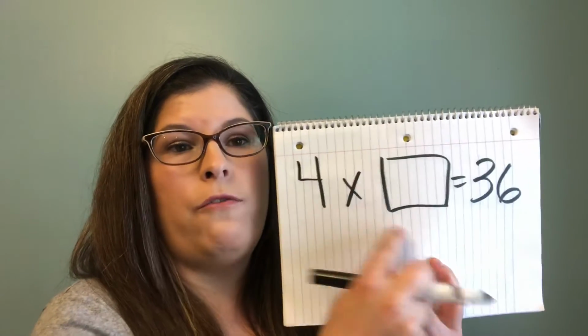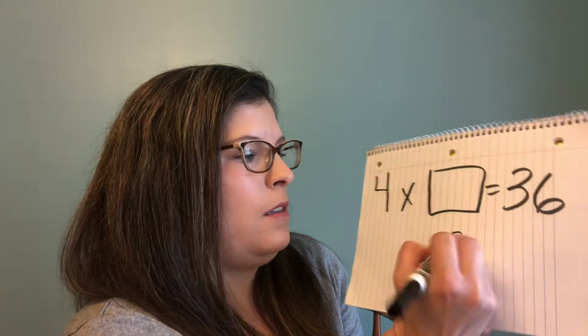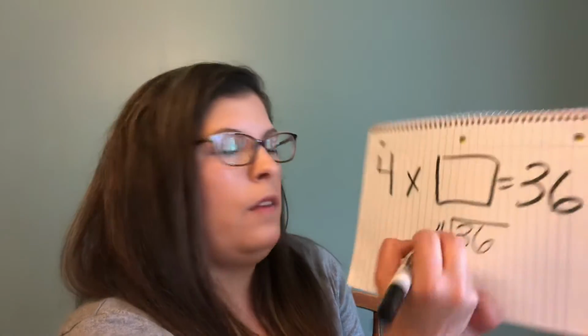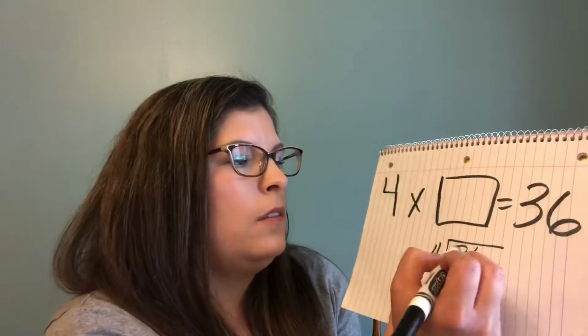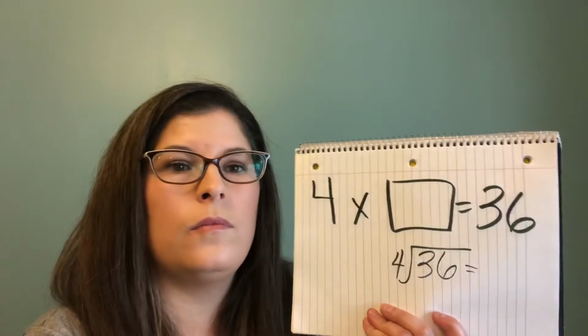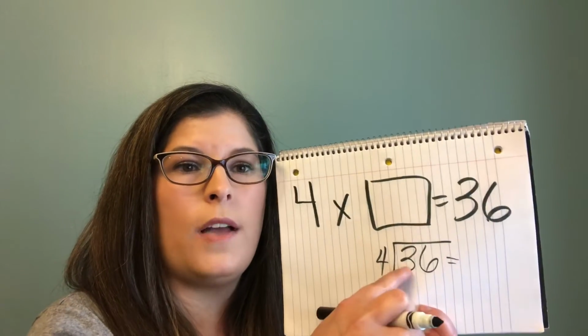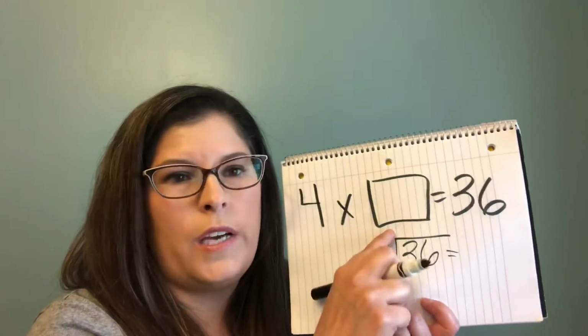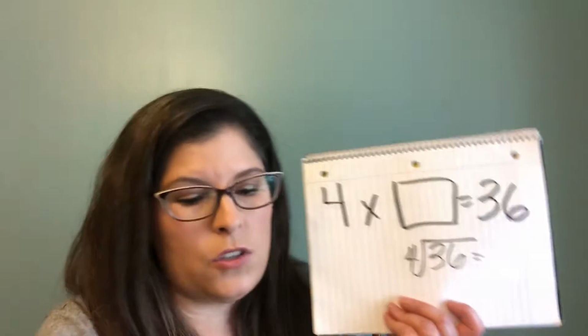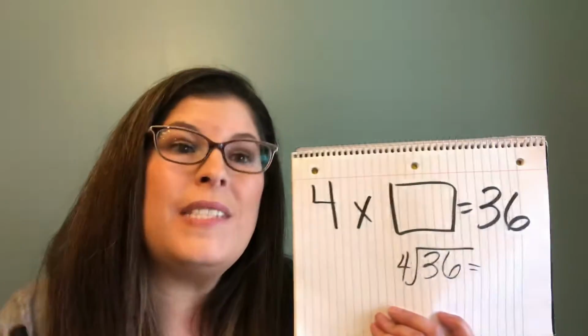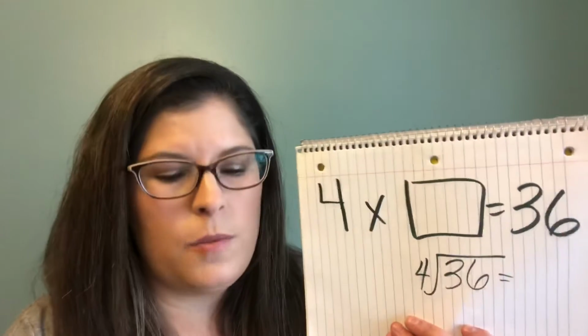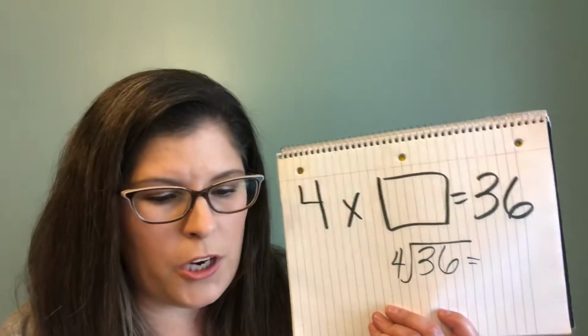36 divided by 4, your inverse operation, equals what? Well, 4 times what equals 36? So if you need to look for those missing numbers, you can always look, like I said, at your multiplication chart. You can do the inverse operation.